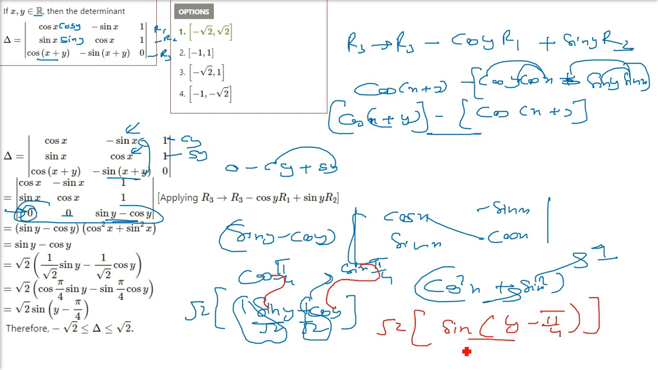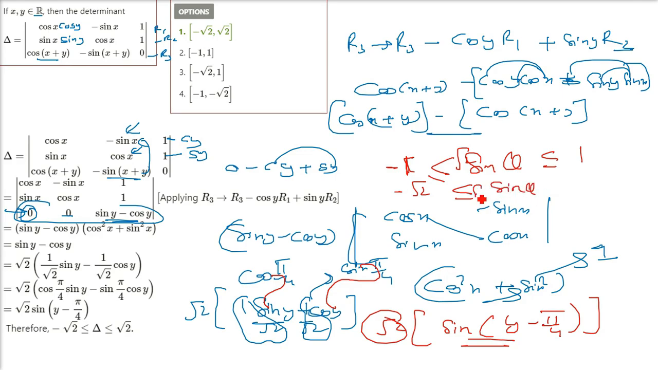Whatever is there, theta can be anything, but sin will always be between minus 1 and plus 1. Always. So minus 1, plus 1, and because root 2 is there, multiply by root 2. You get root 2 sin theta, and this is going to range between minus root 2 and root 2. So the first one is the option.